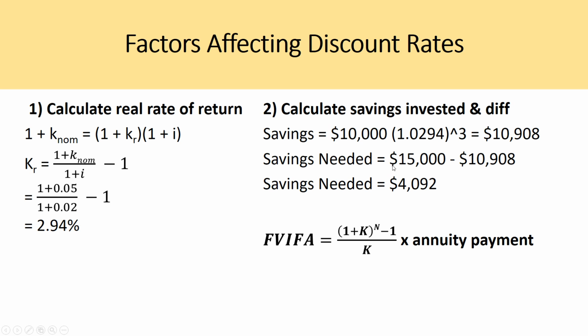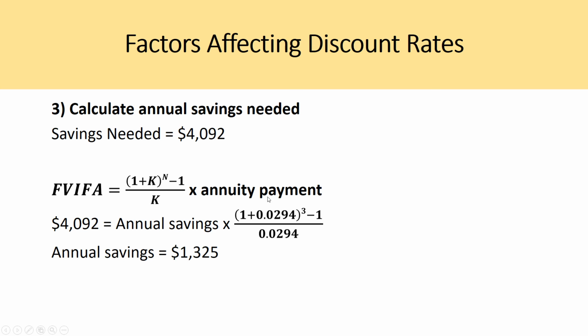The difference between the $15,000 that we need and the $10,908 we have is $4,092. That is the amount of savings that we need, and that's number two. So to get the number two value right over here, we take this number and we need to calculate the annual savings that we need to put away in order to reach this number 3 years from now. So we take that number, we put it into our formula.